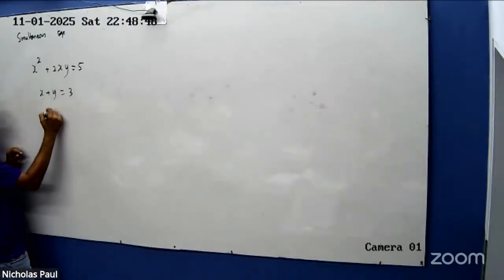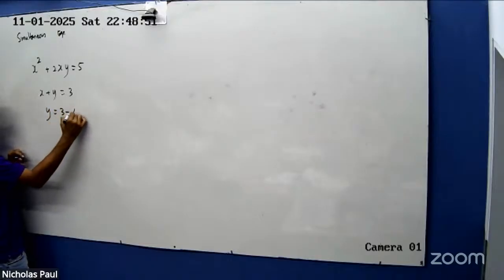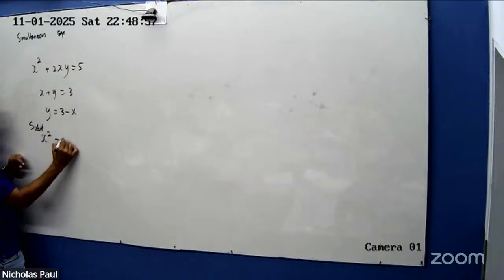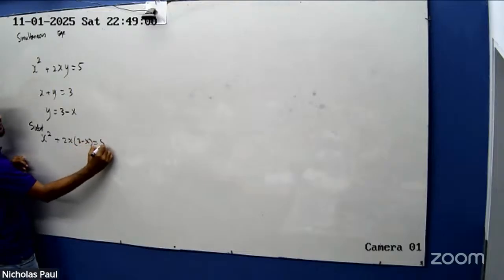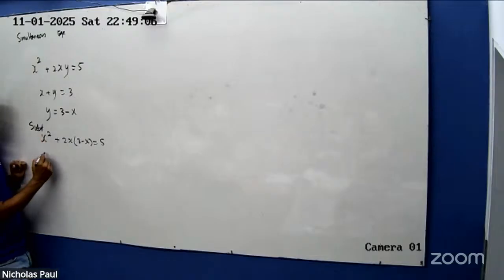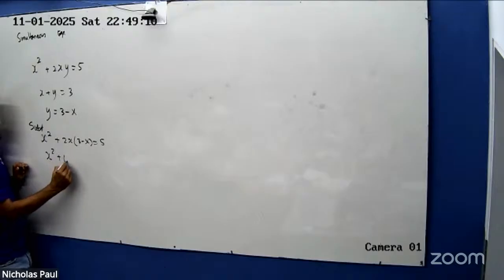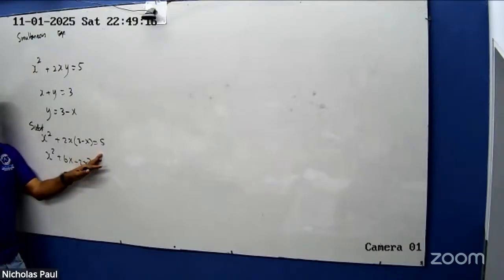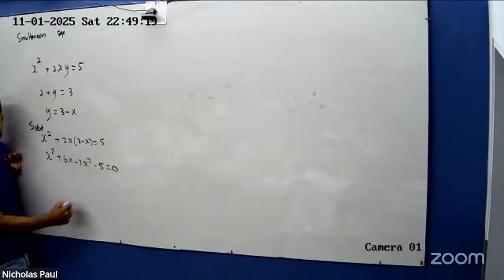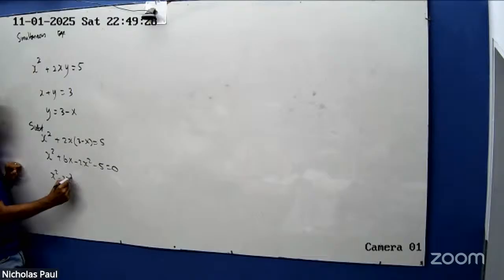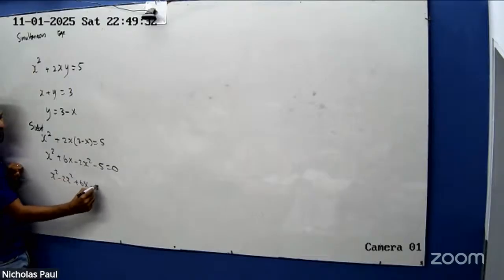Right, so we made y the subject of the formula, and then we substitute y in here. So we have x squared plus 2x times (3 minus x) is 5. Same thing we did in the last set. The problem is this: when I expand this out, I'll get 6x minus 2x squared. Do I leave the 5 on this side? No. Minus 5 is 0. Bring the x squares together, so you'll get x squared minus 2x squared plus 6x minus 5 is 0.